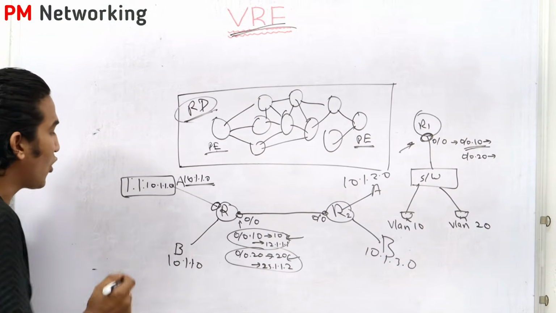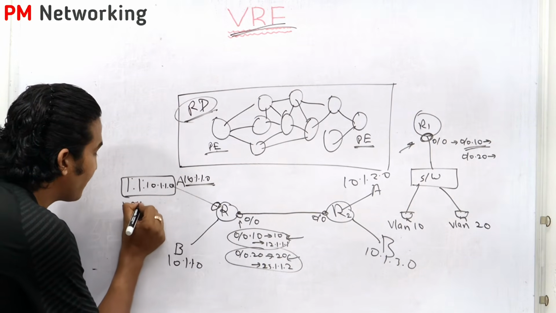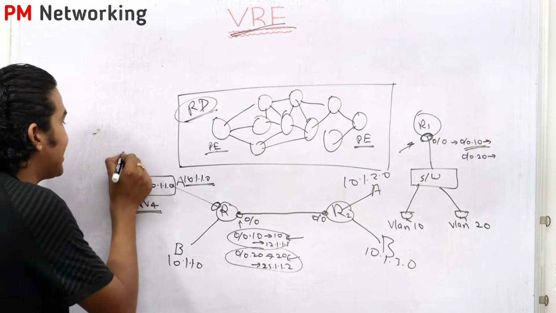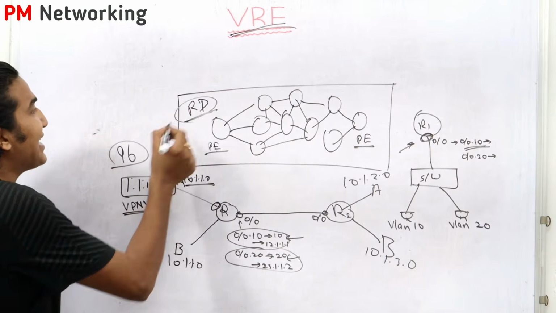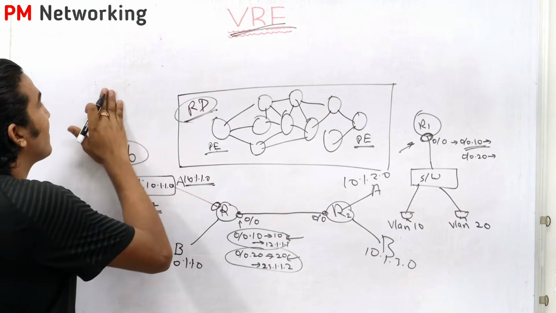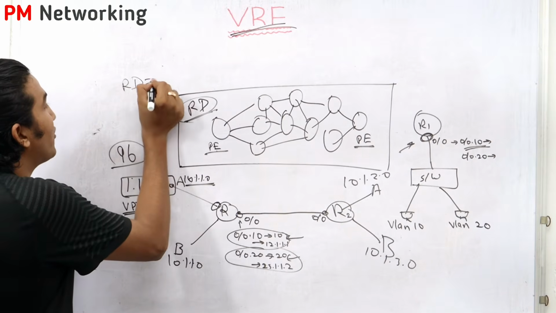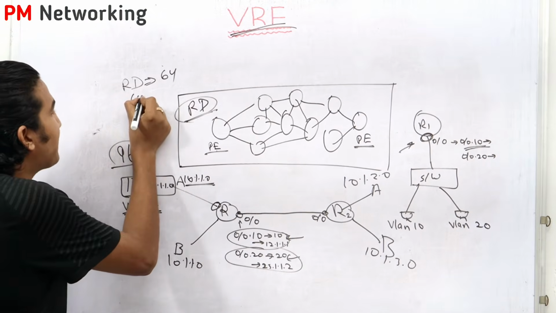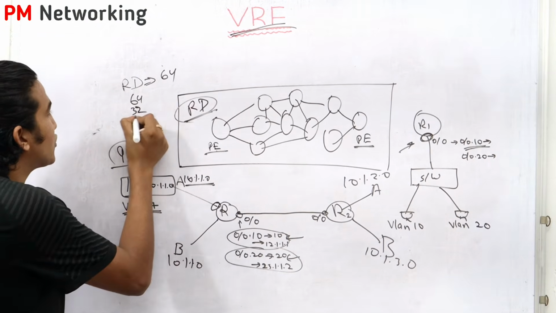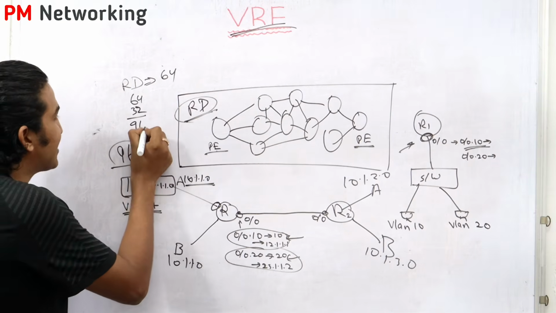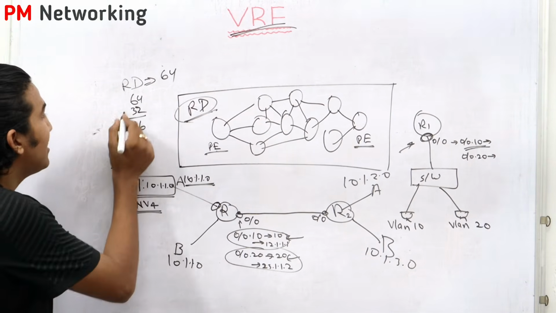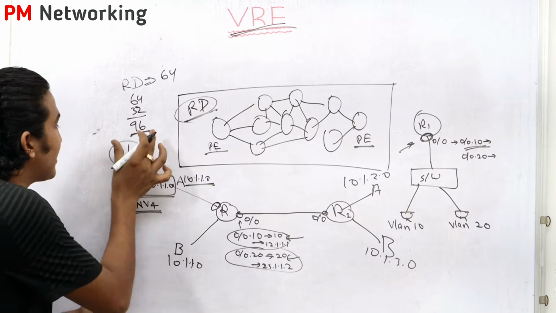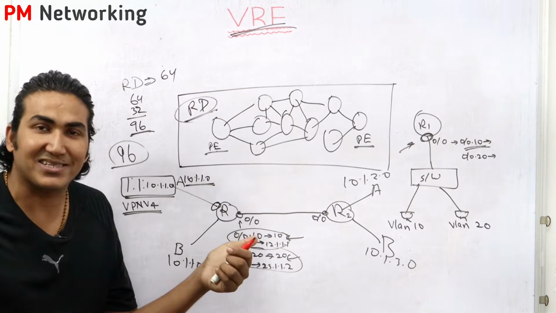Guys, this network is called a VPNv4 network. This is not a 32 bits network. This is a 96 bit prefix, because RD is a 64 bits value. So 64 bits is the RD value, and after that the size of your IP address is 32. So total size will become what? 96. So this route will have length 96, and a prefix whose length is 96 is called a VPNv4 prefix.